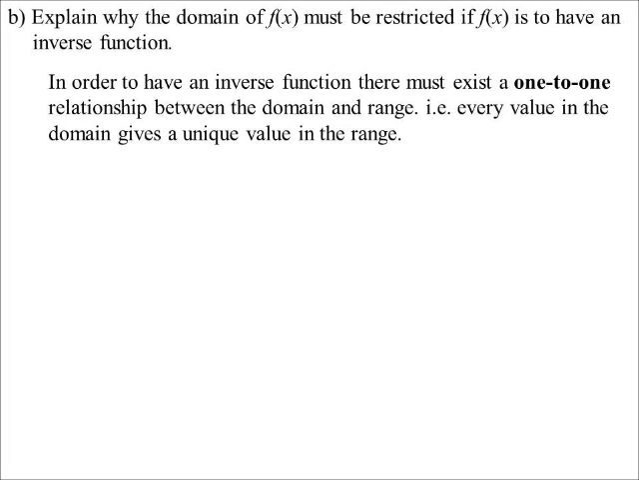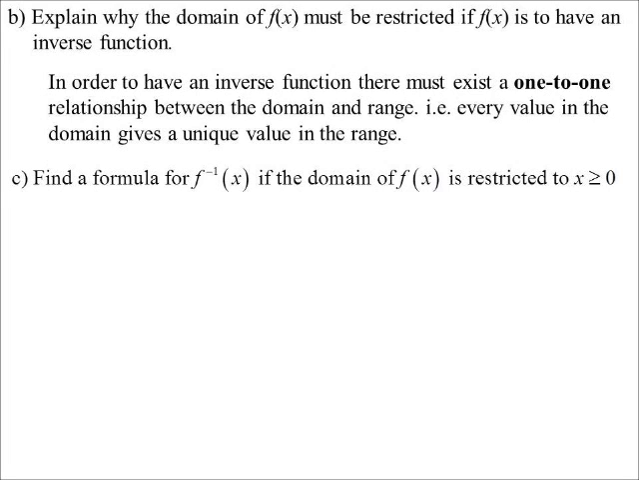How fancy. In order to have an inverse function, there must exist a 1-to-1 relationship between the domain and range. In other words, every value in the domain gives a unique value in the range. That's a really fancy way of saying there's a maximum of one y value for every x value. So that explains it. I suppose they probably would have accepted fails the horizontal line. It would have been worth 1 mark. I mean, yeah. All right, let's go and find the formula.